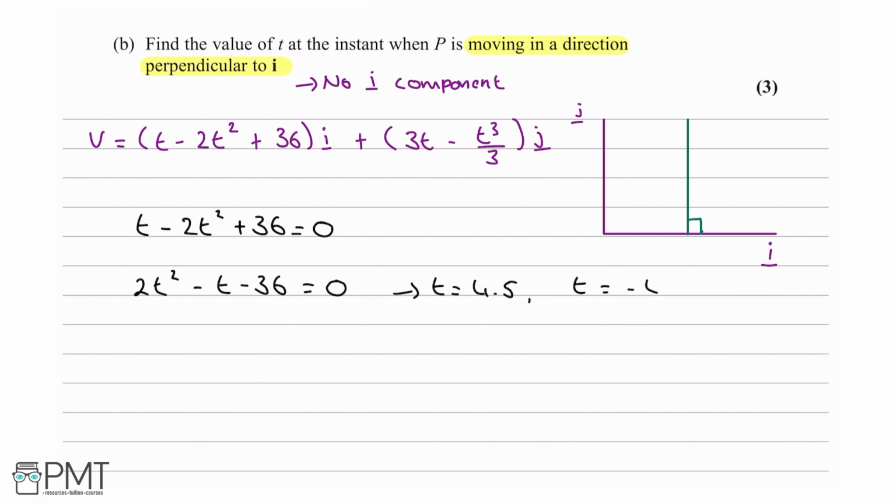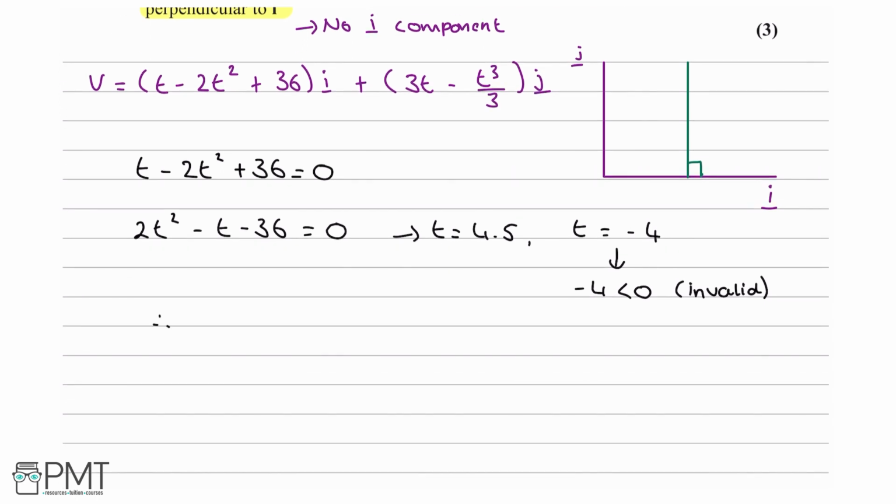Now, remember, we were told in part A that t has to be greater than or equal to 0, and that makes sense because you can't have a negative time. So what you would say is that this one is less than 0, therefore it is invalid. And then you will conclude by saying, therefore, t equals 4.5.